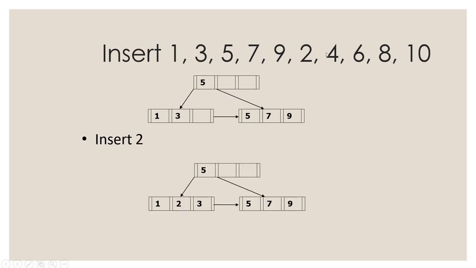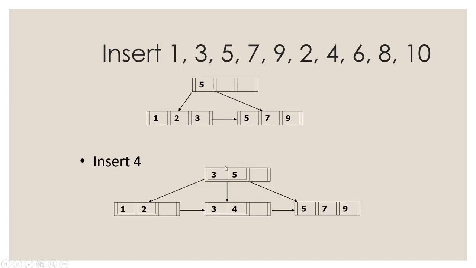Next we're going to insert 4. 4 is less than 5, so I'm going to go here. Is there space for 4 in here? No. So between 1, 2, 3, and 4, middle right is 3. So 3 gets promoted up here. There is space because there are 2 empty slots. So I'm going to put 3 and 5 here. Based on that, anything less than 3, between 3 and 5, and 5 or greater go here.